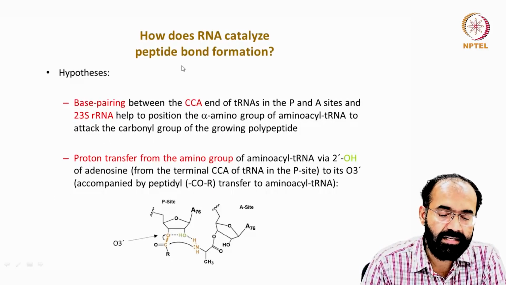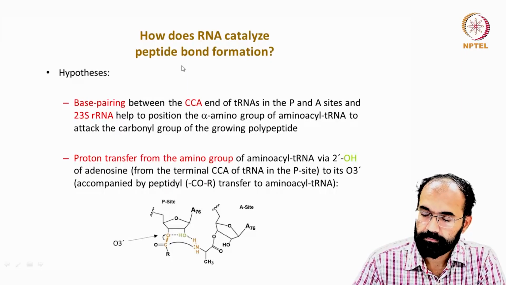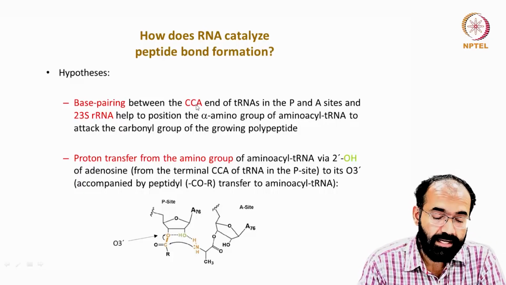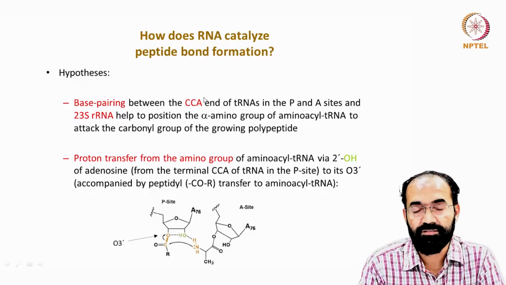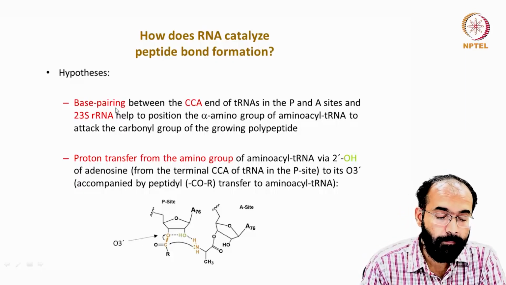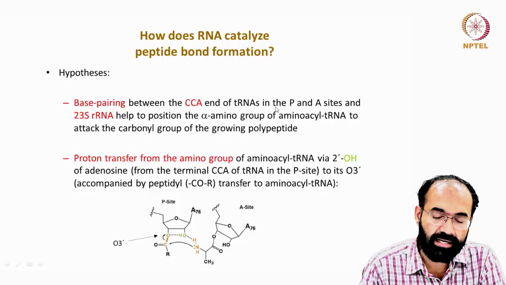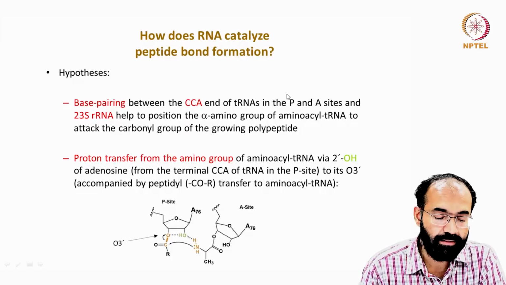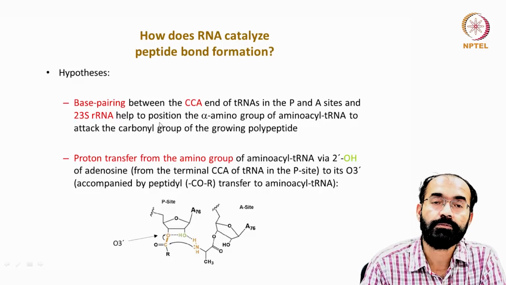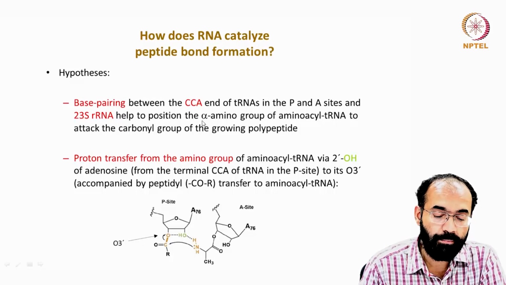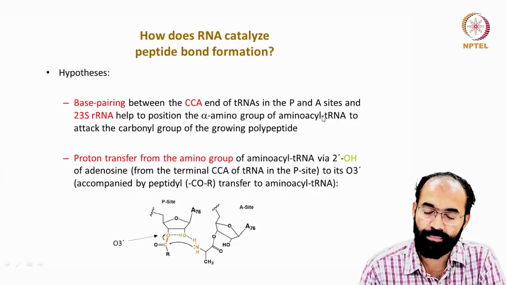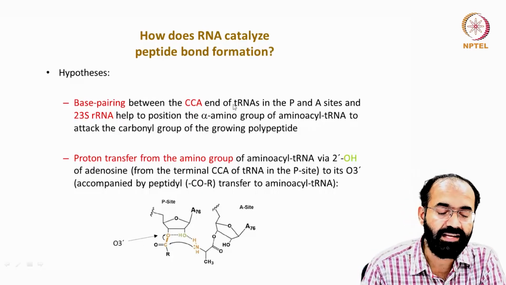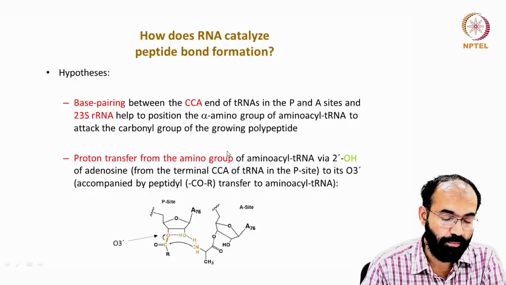So how does the RNA catalyze peptide bond formation? Base pairing between the CCA. CCA, remember, it is a tip of the transfer RNA which is formed by the post-transcriptional modification. So the base pairing between the CCA end of the tRNA in the P and A site. Remember, P is the peptidyl site and A is the acceptor site. And the 23S ribosomal RNA, which is part of the ribosome itself, helps in the positioning of the alpha amino group of the aminoacyl tRNA to attack the carbonyl group of the growing polypeptide. So this is the chemistry that happens during the peptide bond formation.